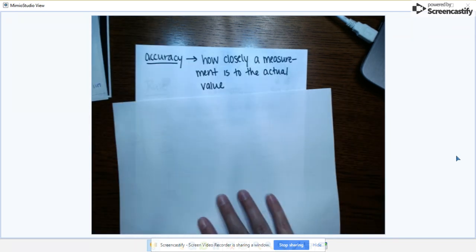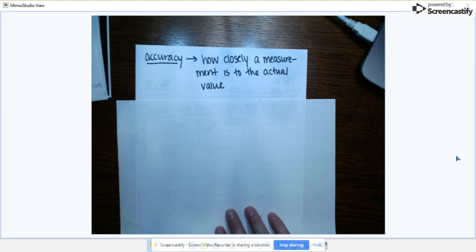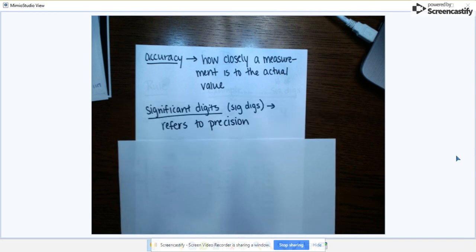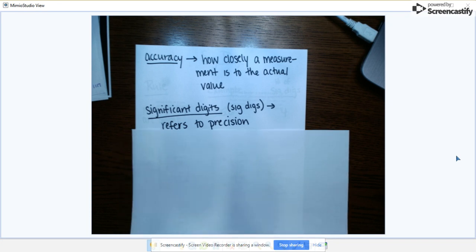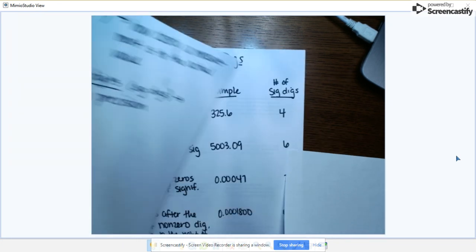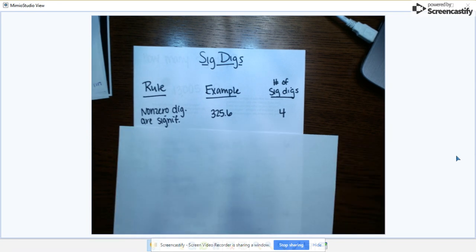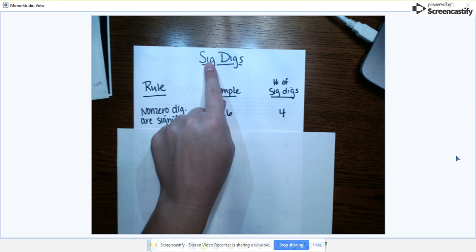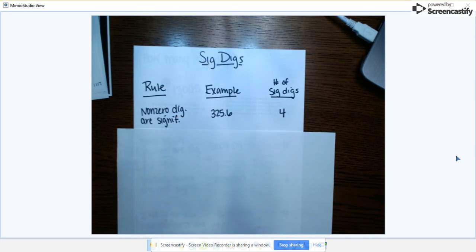Okay, we're going to shift gears a little bit. We're going to talk about the accuracy of something. So accuracy just means how closely a measurement is to the actual value. And we're going to become accurate using significant digits, which just refers to that precision and accuracy. So I have a few rules for our significant digits. I call these sig digs. So if you hear me say that, that's what it means. It stands for significant digits.